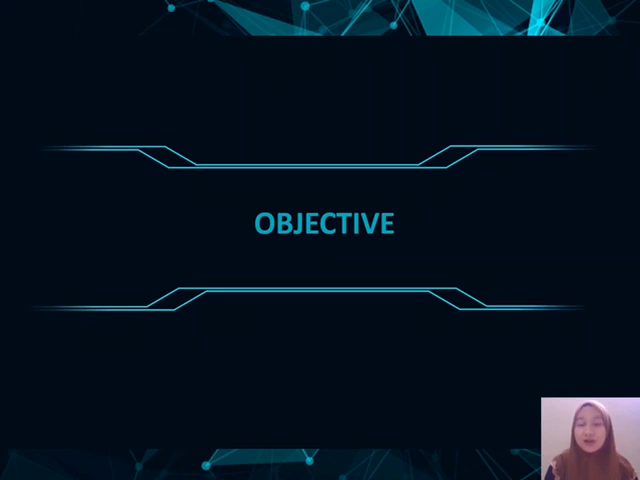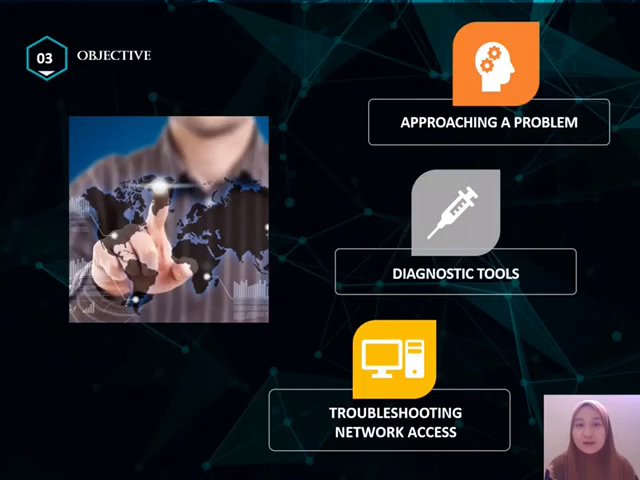Thirdly, the objective of why we choose these troubleshooting issues. The first objective is that we want to approach problems. Once we approach the problems, we can understand more and study more about what kind of troubleshooting is used in TCP/IP. Secondly, because of the diagnostic tools, we can find out what kind of tool we must use for upcoming problems in TCP/IP. The next one is troubleshooting network access. We can find more about network access between computers.